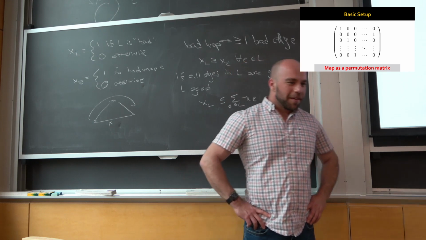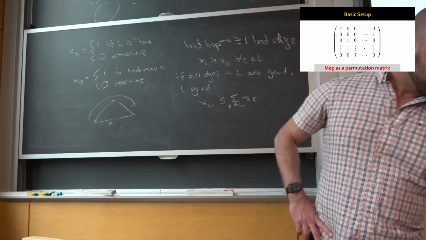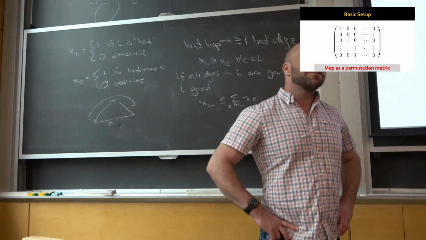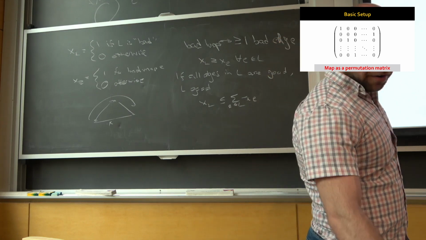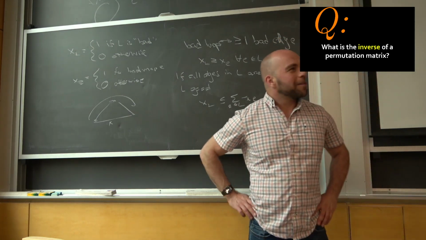Okay, so if every map is a permutation matrix, let's do a little bit of linear algebra review. First of all, what is the inverse of our map going to be? What is the inverse of a permutation matrix?